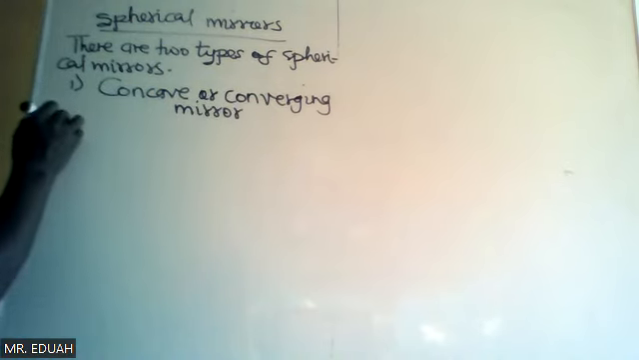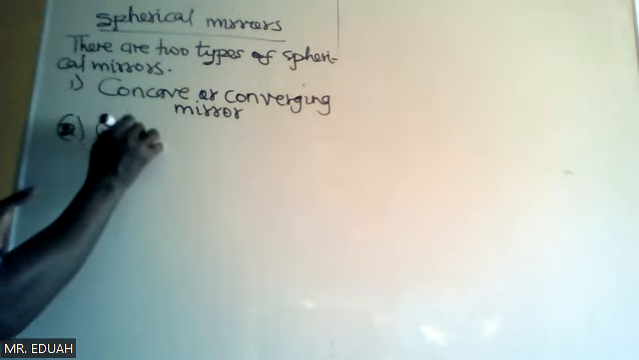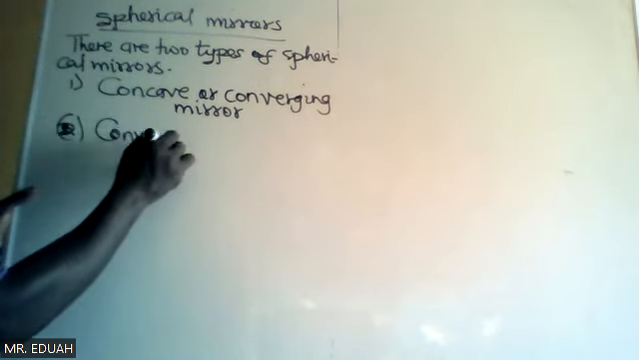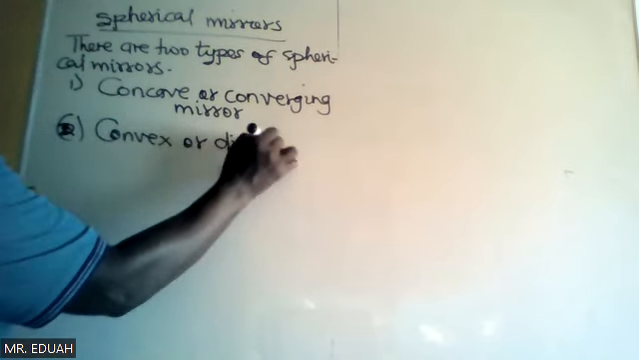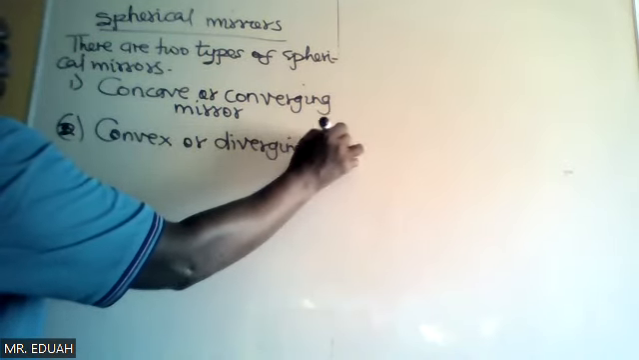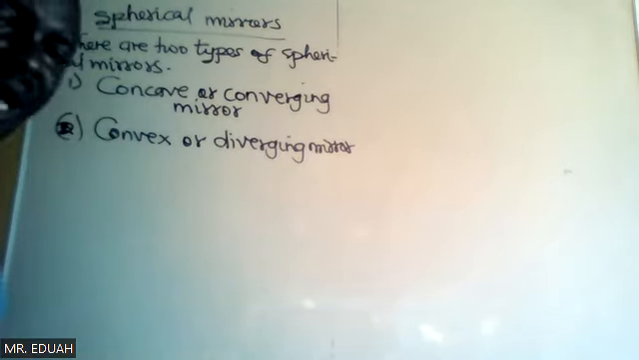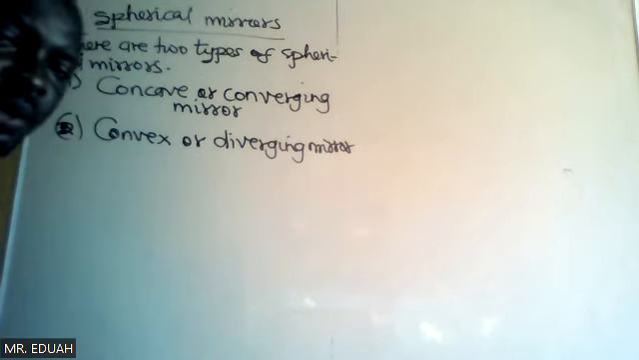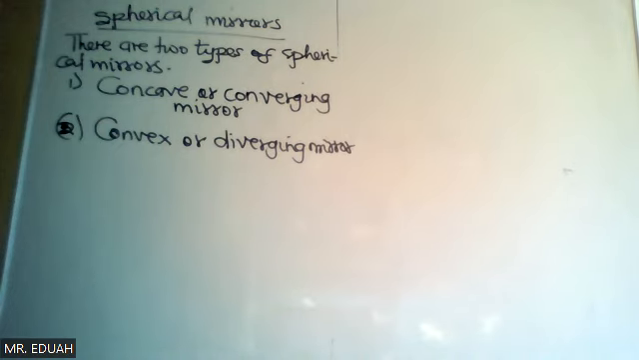Then we have convex or divergent mirror. Okay, so we have concave or convergent, and then convex or divergent.